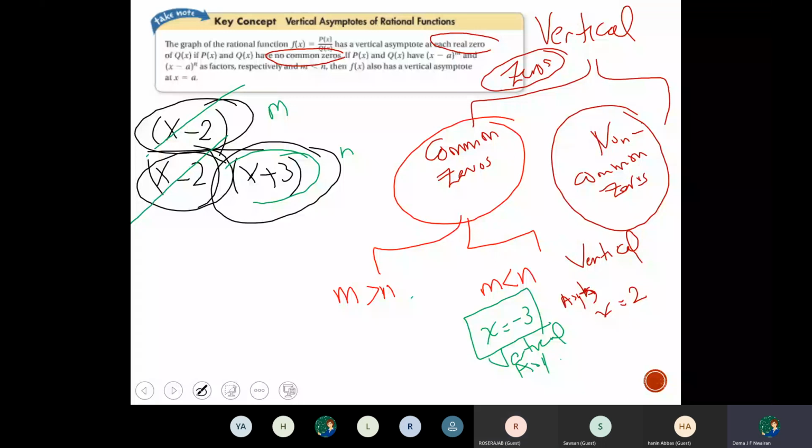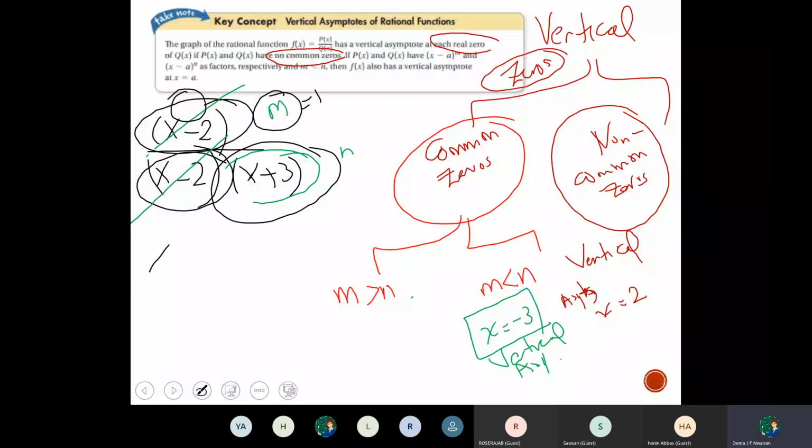M is the power of the numerator, and n is the power of the denominator. Like here, m is 1, and here we have x times x squared, so n here is 2. Here now, m is less than n, so I will use this one. Now for m greater than n, I will go back now and check the zeros.